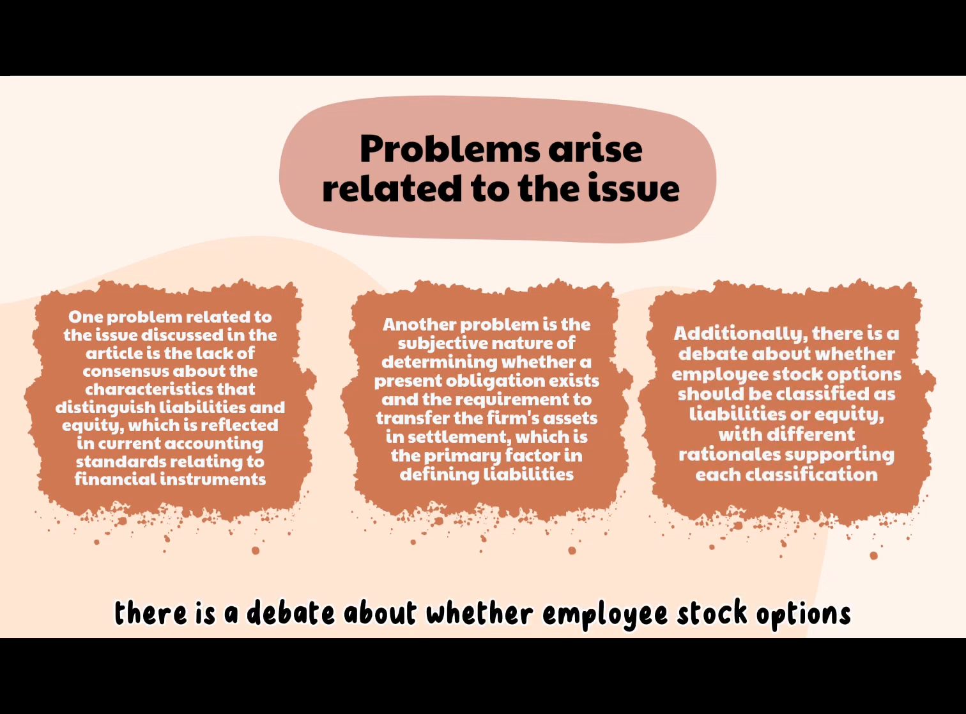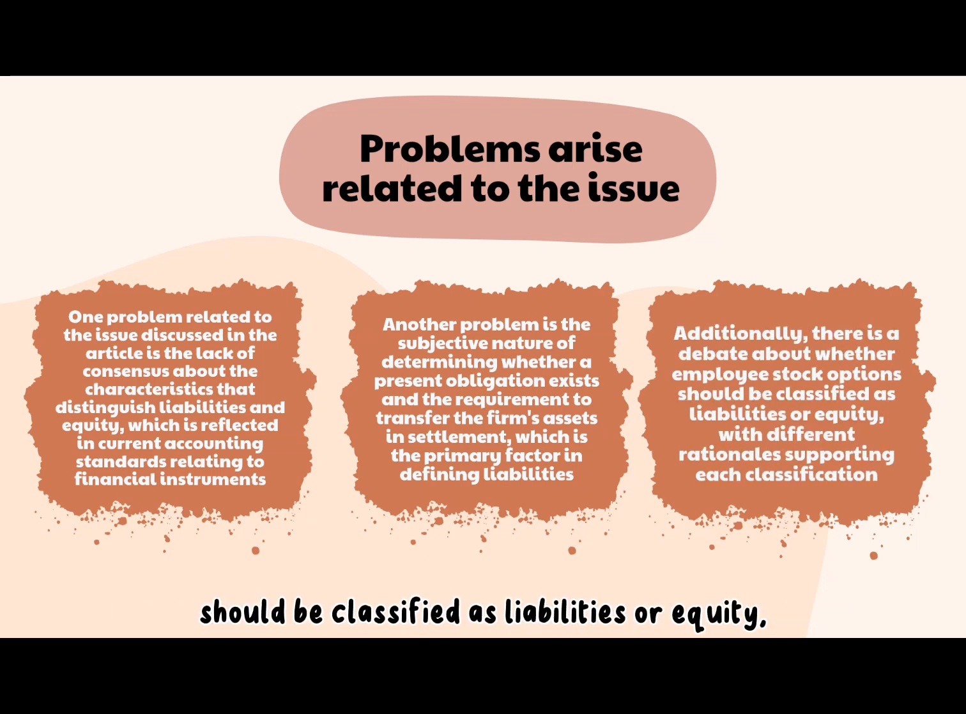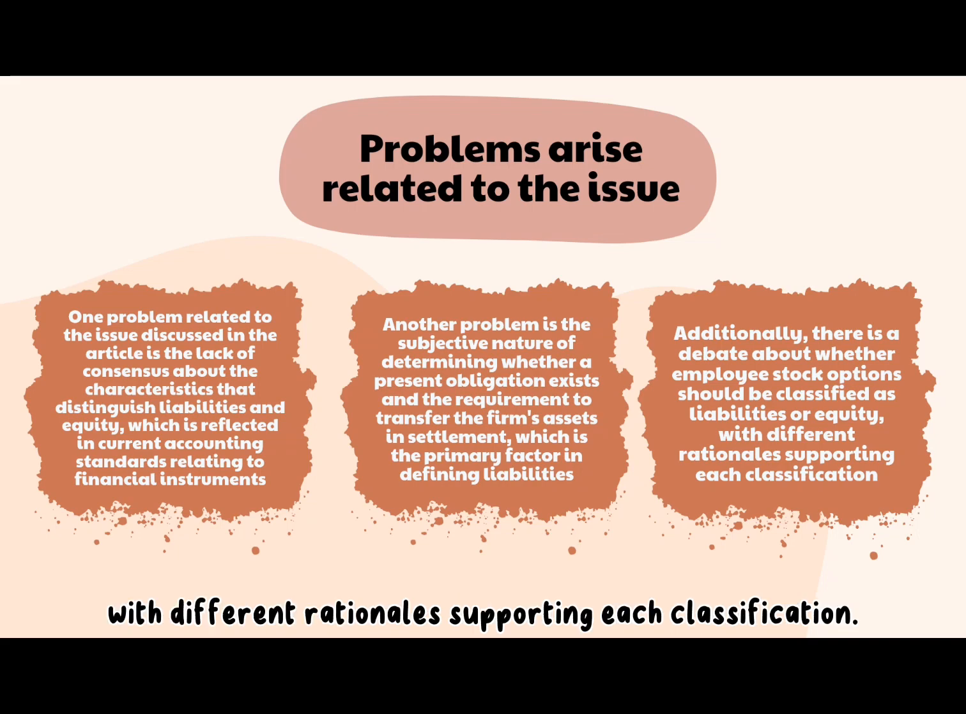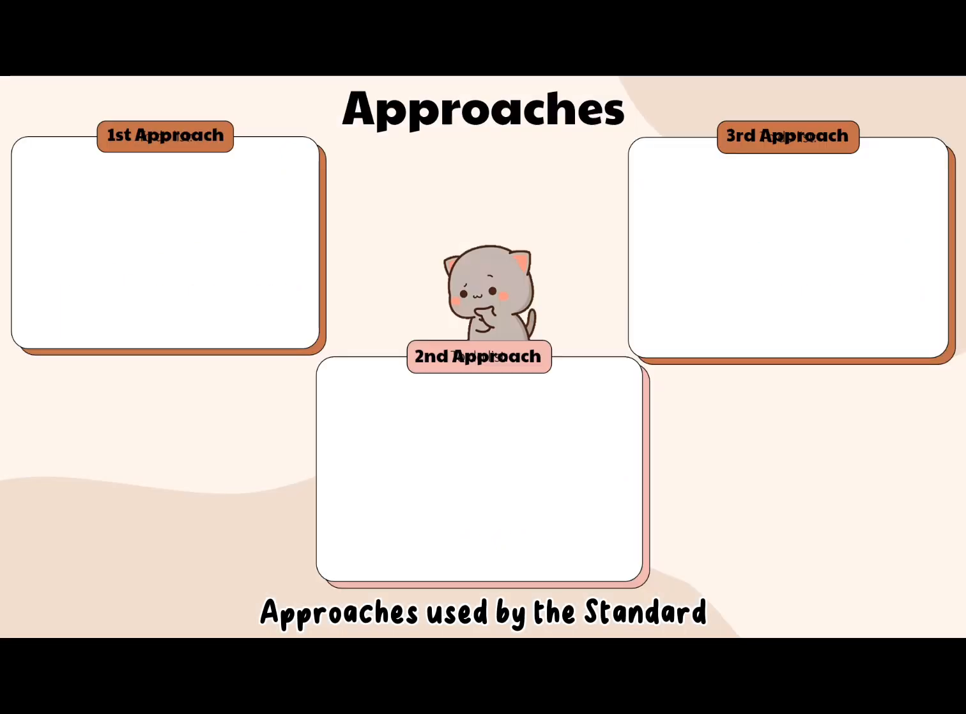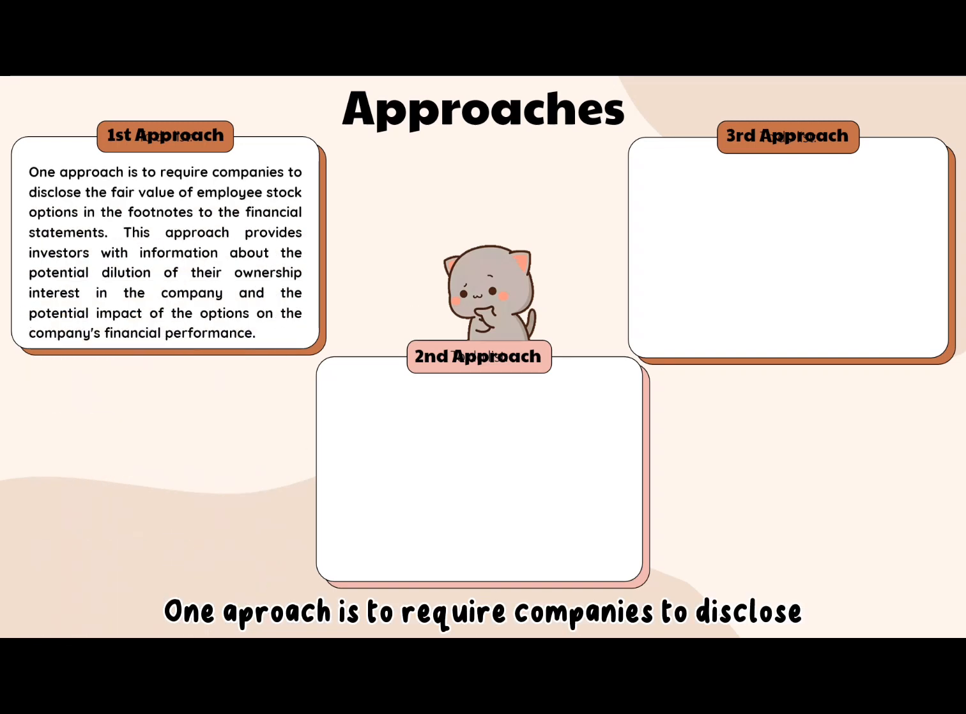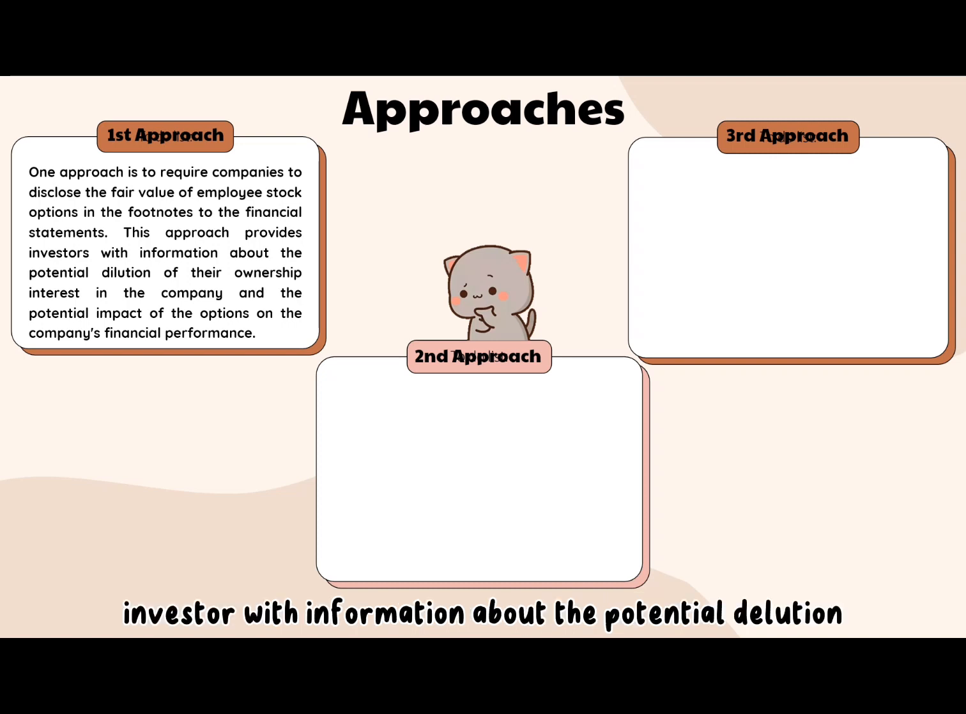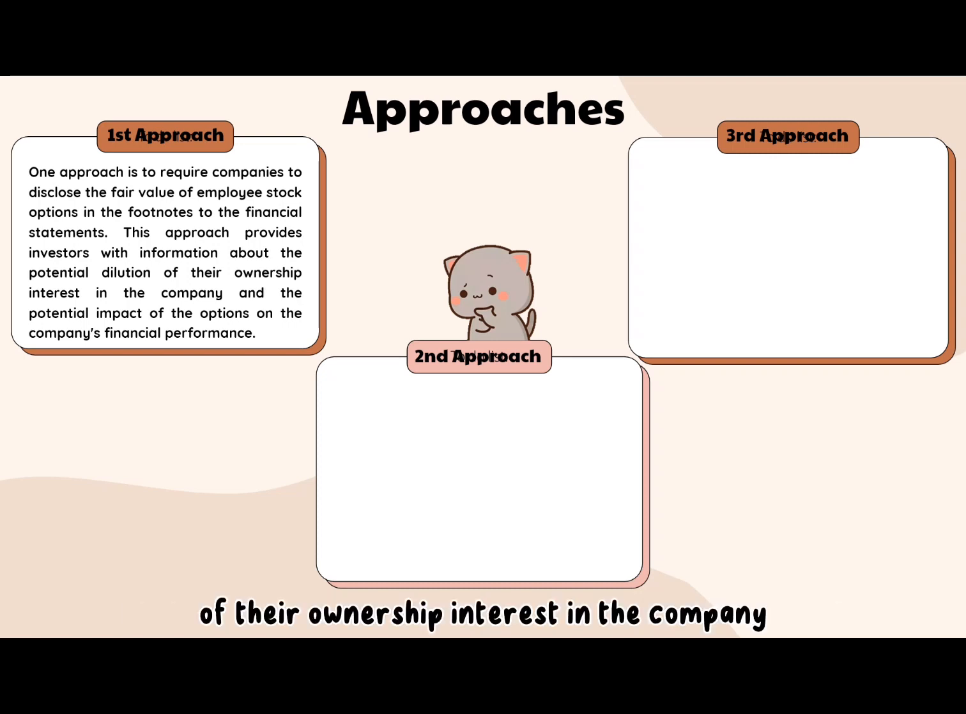Additionally, there is a debate about whether employee stock options should be classified as liabilities or equity, with different rationale supporting each classification. Approaches used by the standard setter for the problems arising: one approach is to require companies to disclose the fair value of employee stock options in the footnotes to the financial statements. This approach provides investors with information about the potential dilution of their ownership interest in the company and the potential impact of the option on the company's financial performance.